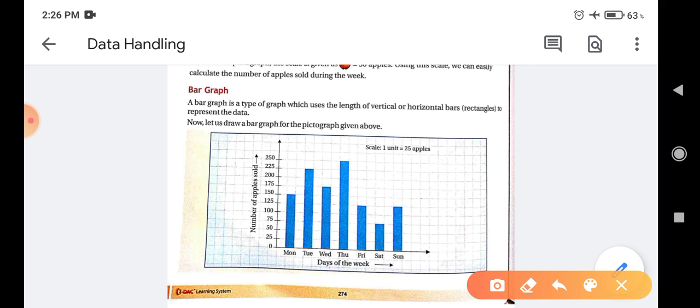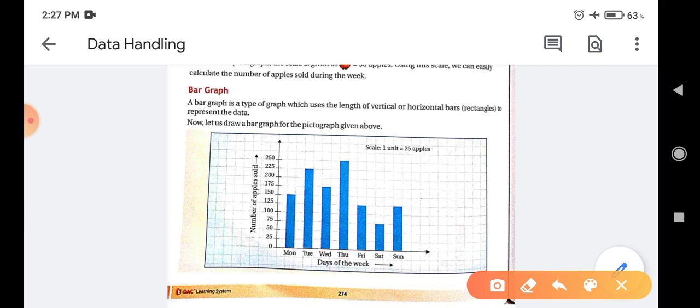There are some important things in a bar graph. One is the scale: 1 unit is equal to 25 apples. We have taken an interval of 25. The horizontal line is called x-axis and the vertical line is called y-axis. On x-axis we have taken days of the week and on y-axis the number of apples sold. So these things are necessary.